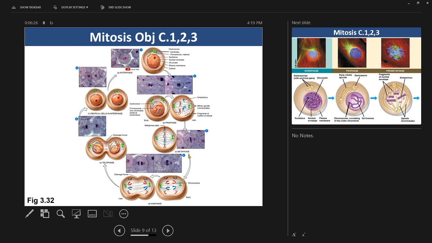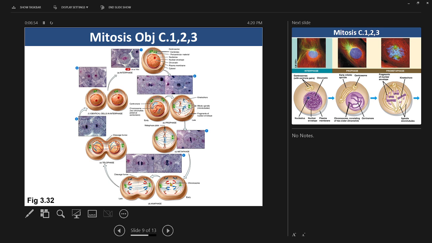After prophase comes metaphase. The chromosomes line up at the center of the cell, and they are held in place by these spindle fibers, these proteins that are grabbing onto the chromosomes. Now, one copy is going to line up on one side, the other copy is going to line up on the other side.